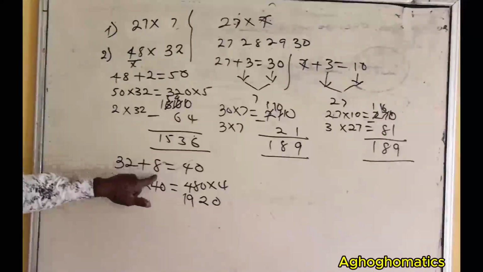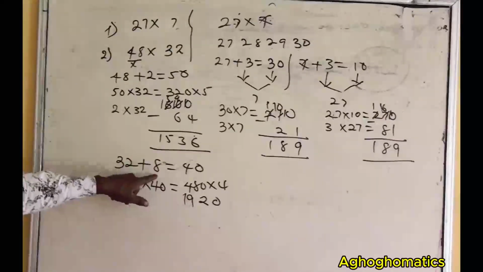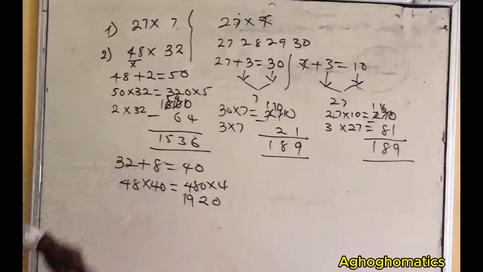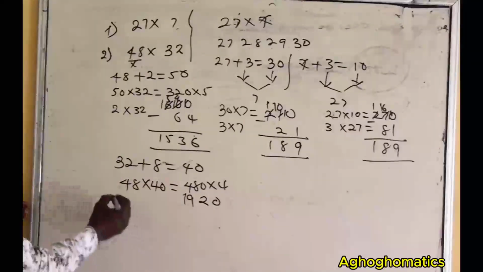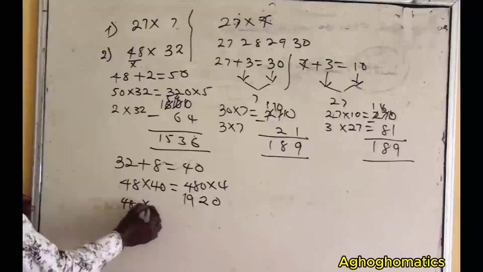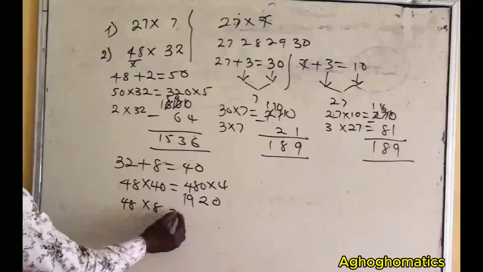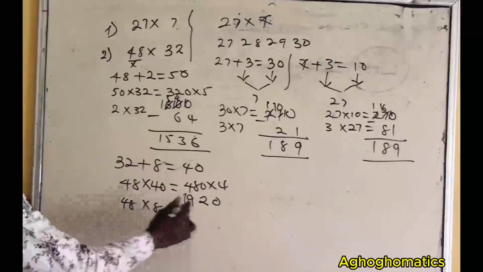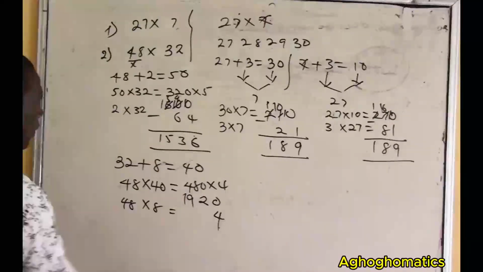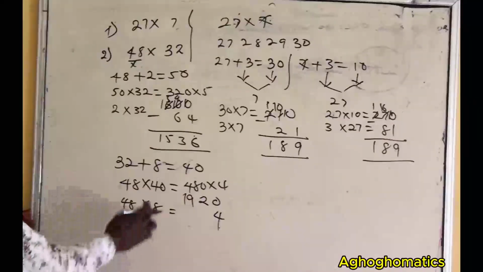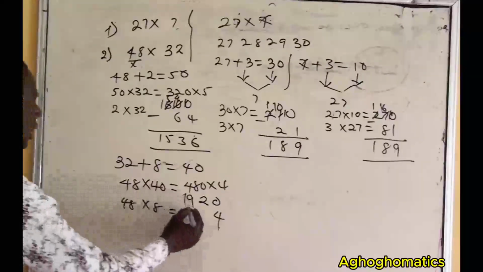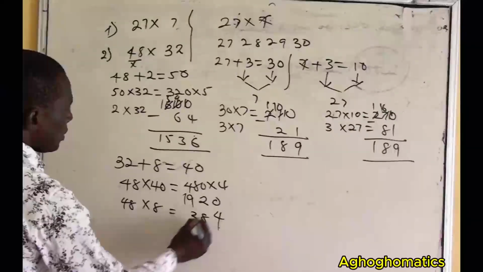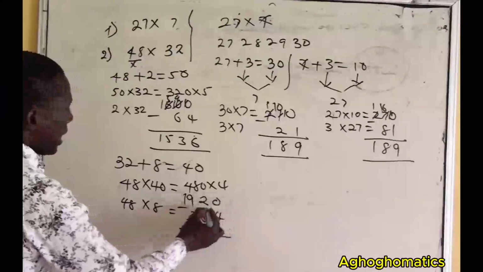Now, that same 8, we will use to multiply 48. So 48 multiplied by 8. 8 times 8 is 64. So we put down 4, carry 6. 8 times 4 is 32. 32 plus 6 gives 38. So let's subtract this and see the answer.